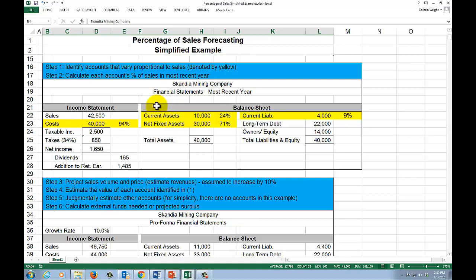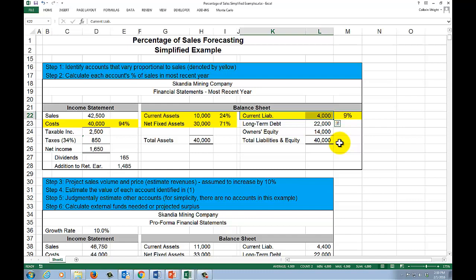I've marked these in yellow. So I'm going to say that costs vary proportional to sales. Almost always current assets vary proportional to sales. I'm going to go ahead and say for our simplified example that the net fixed assets also vary with sales. Again, that can be debatable depending on the type of company you're looking at. I'm also going to say that current liabilities vary proportional with sales. So okay, that's step 1.